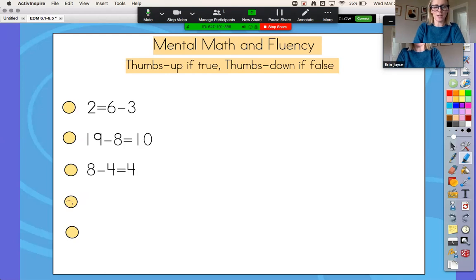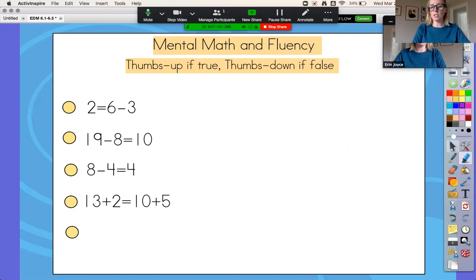Let's just do one more today. Oh, it's a tricky one too. This one says, is 13 plus 2 the same as 15 plus 5? Or is 13 plus 2 equal to 10 plus 5?